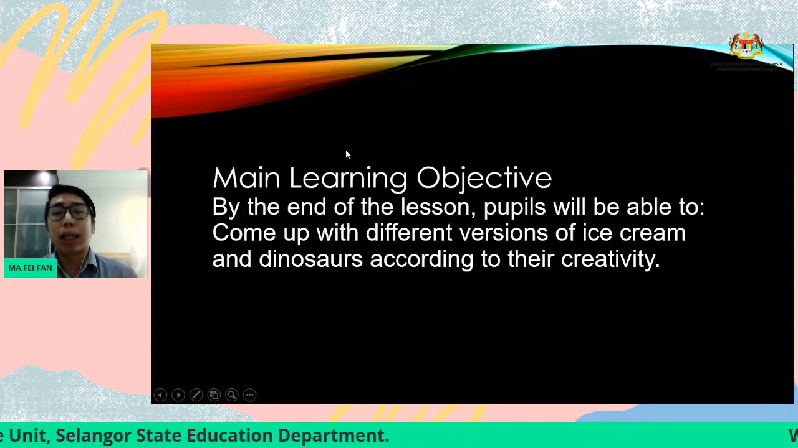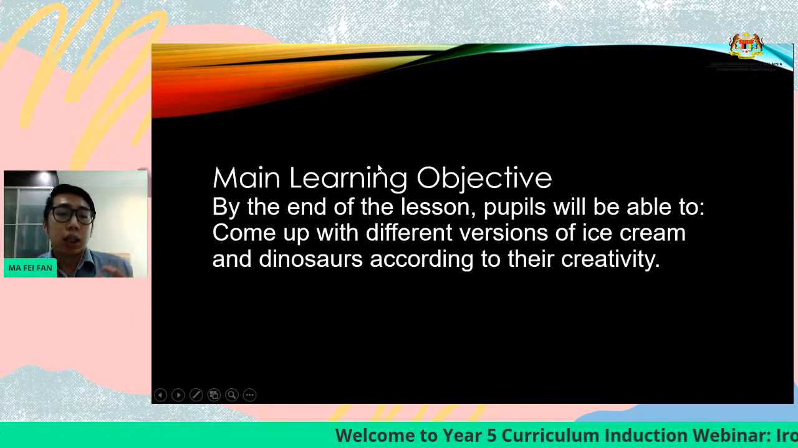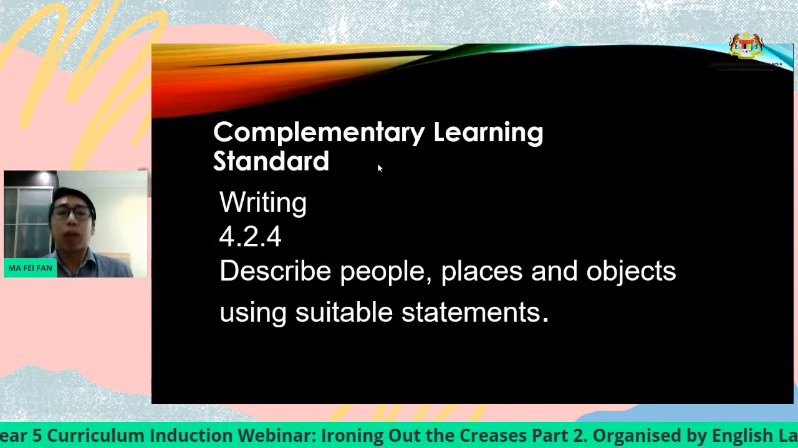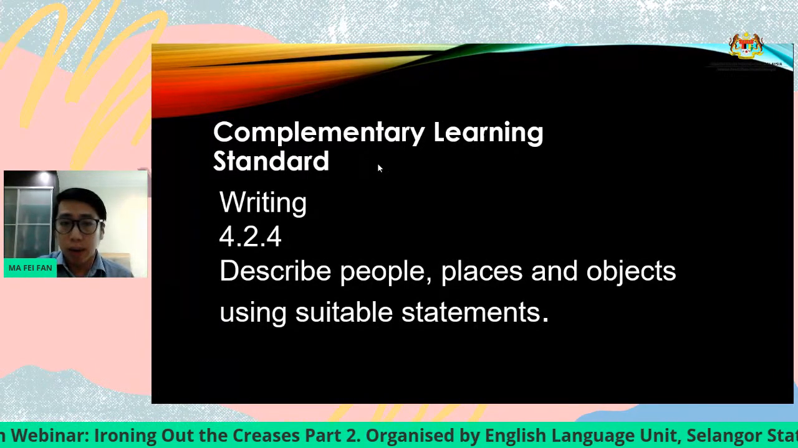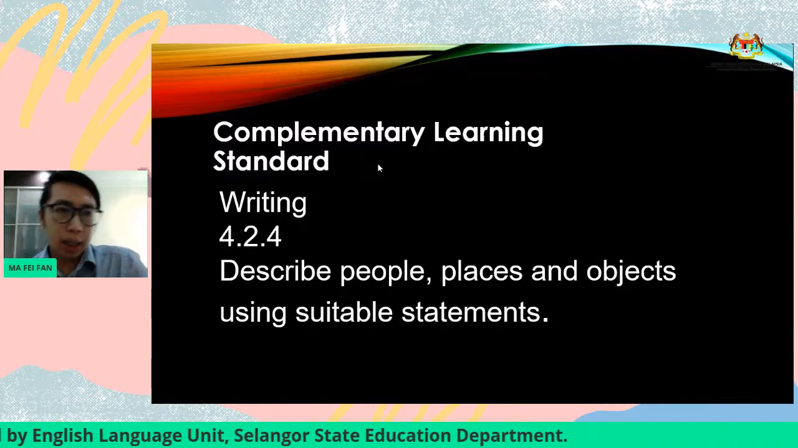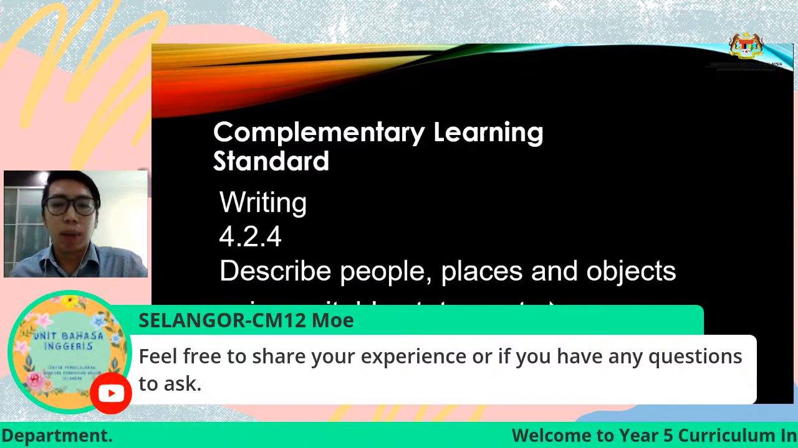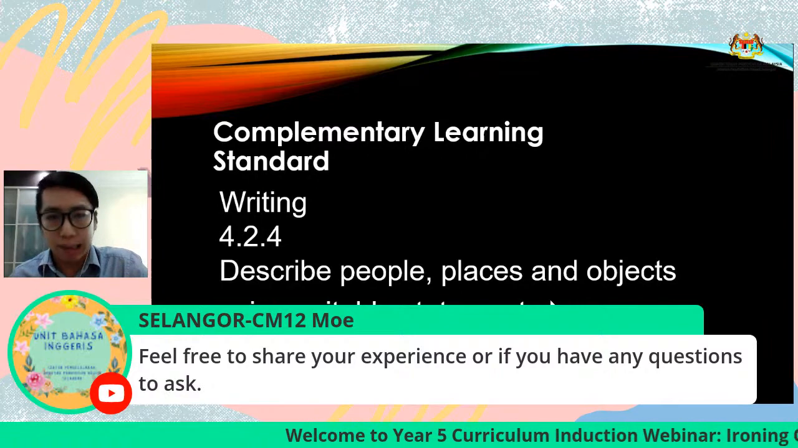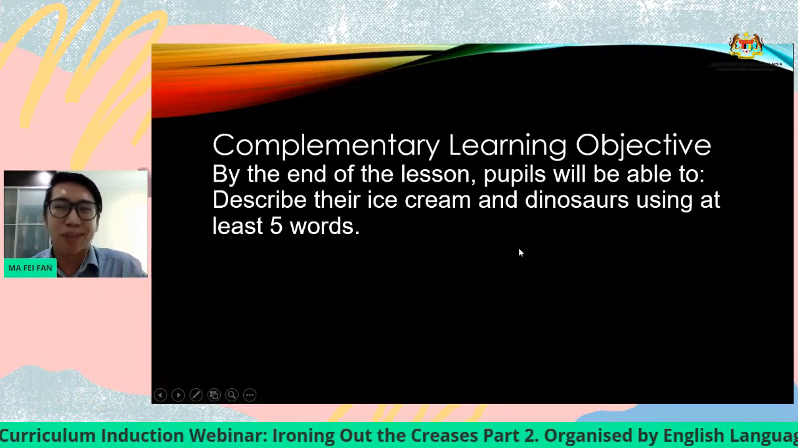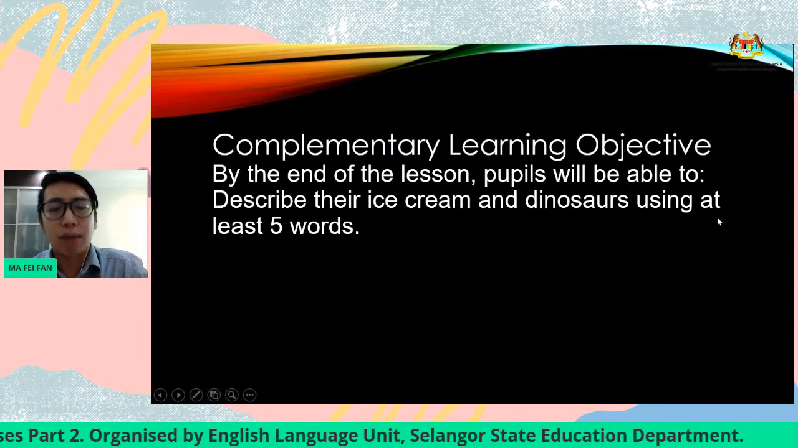So for the writing of the learning objective for language arts lessons, it doesn't have to be measurable, but it has to be complemented with one of the 4 skills, as I mentioned earlier. For this particular lesson, the complementary learning standard is focusing on the writing skill 4.2.4, describe people, places, and objects using suitable statements. So the learning objective is still following the previous style, the SMART principle. Pupils will be able to describe their ice cream and dinosaurs using at least 5 words.